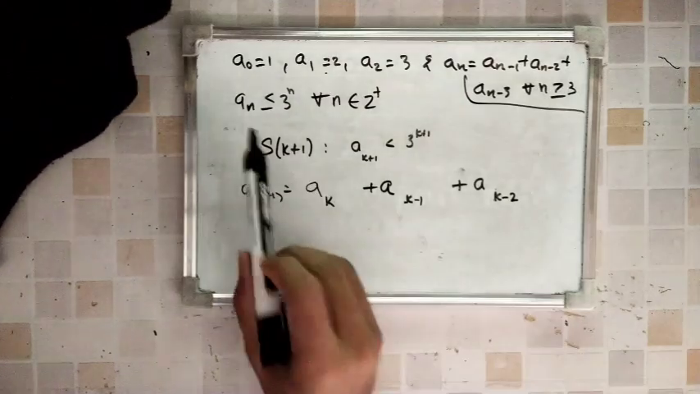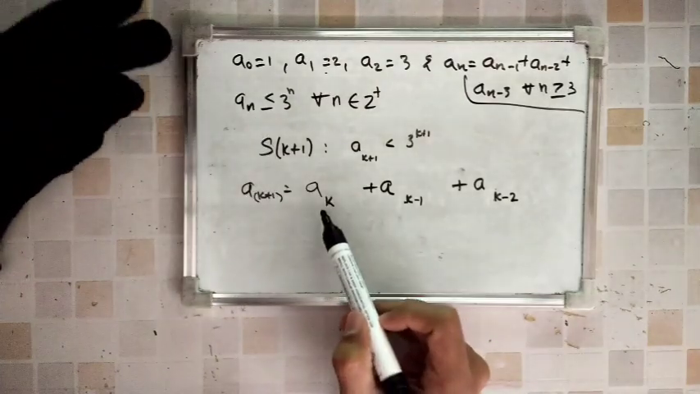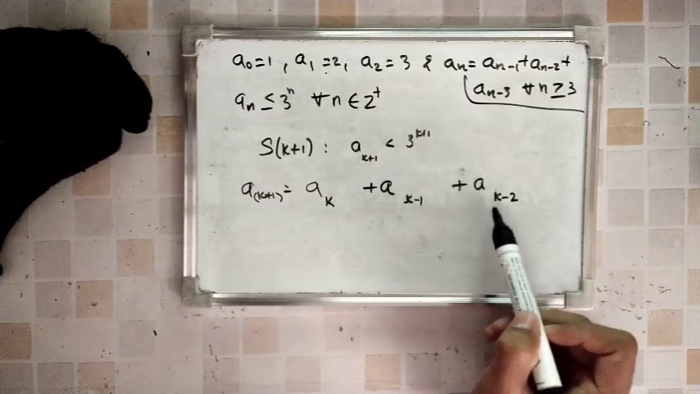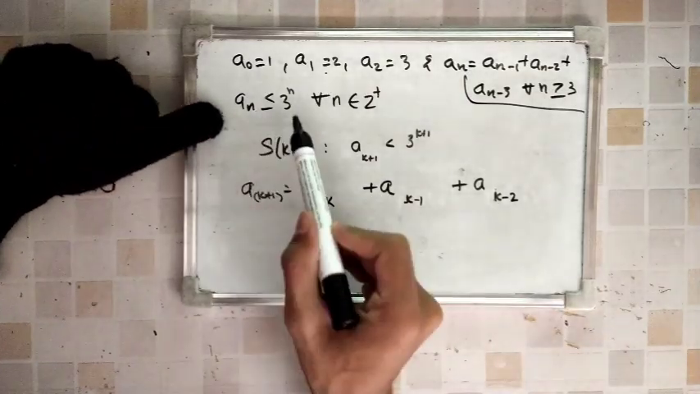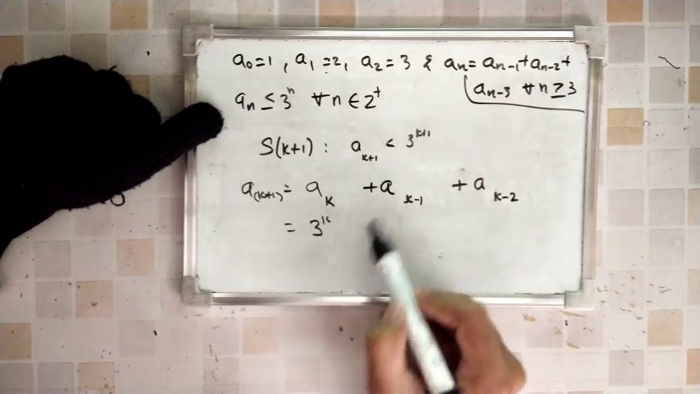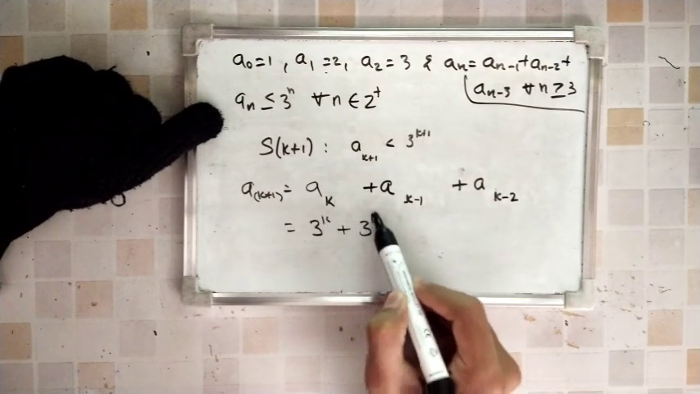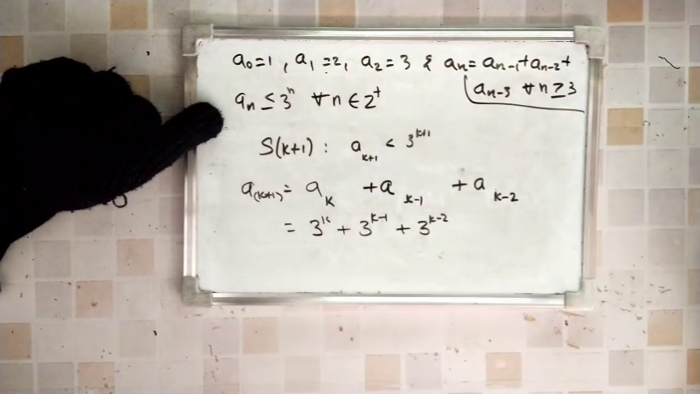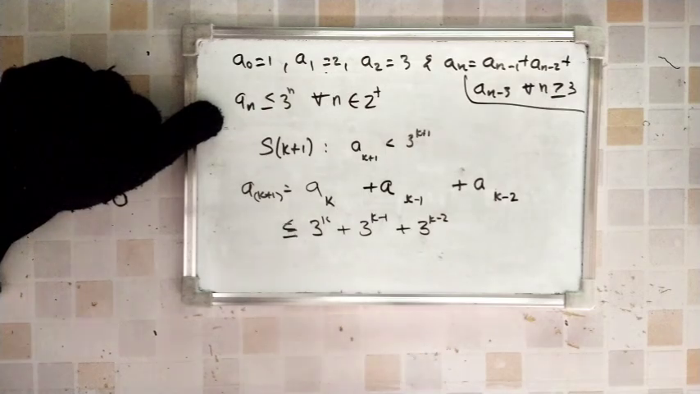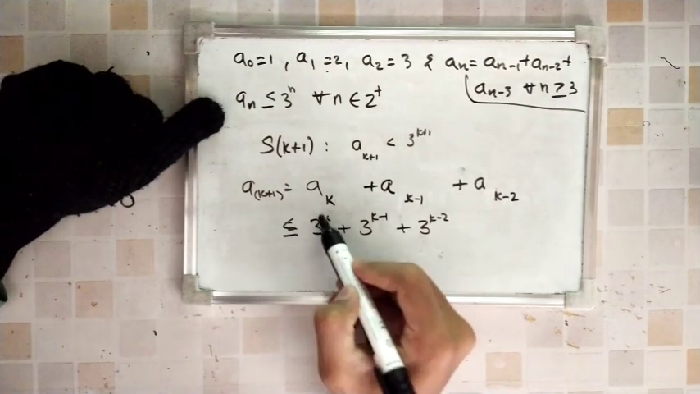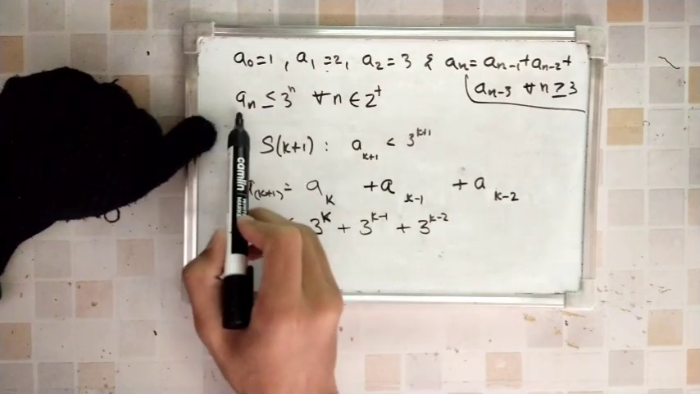Now with the help of this equation I can derive what is a of k, what is a of k minus 1, and what is a of k minus 2. If it is a of k, then it is equal to 3 power k. Same way, plus 3 power k minus 1 plus 3 power k minus 2. So I can say that a of k is less than or equal to 3 power k. How am I converting this to 3 power k? According to this equation.